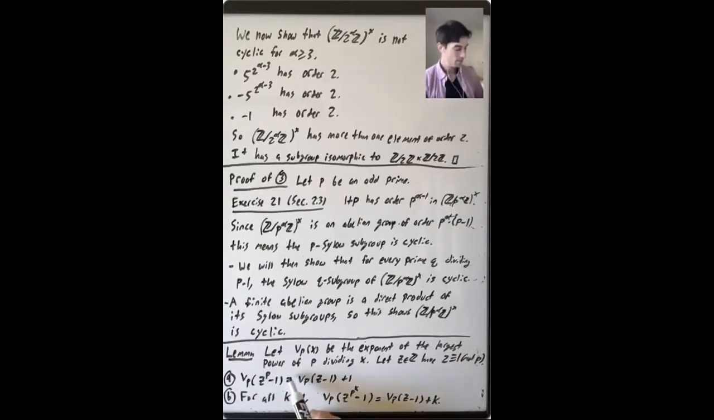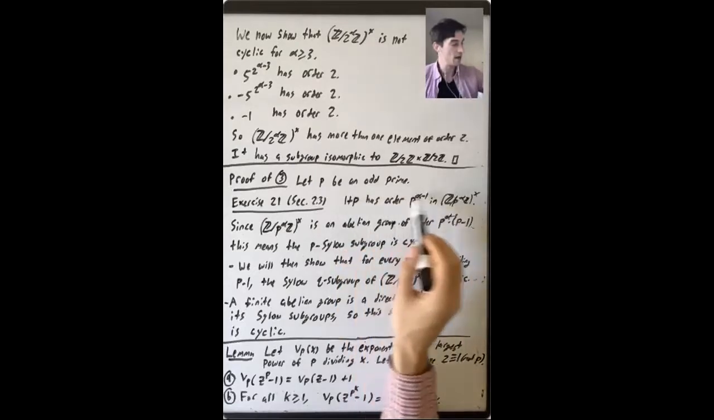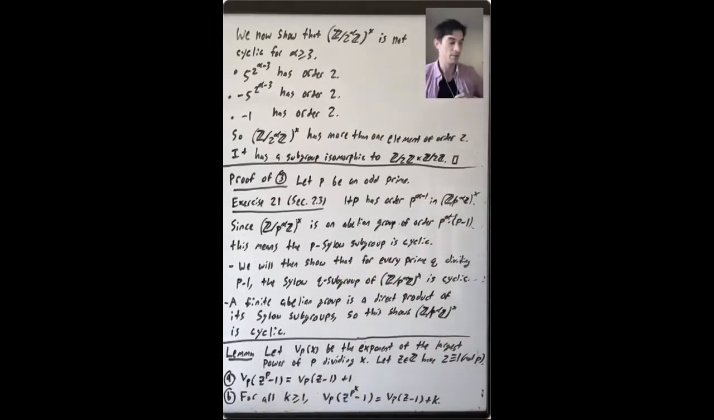And then, by induction, using this first statement, we'll see that for all k at least 1, vp of z to the p to the k power minus 1 is equal to vp of z minus 1 plus k. So if you put in k equals 1, you exactly are getting part A. OK, so I'll pause and erase. We'll prove this lemma, and then we'll see how that gives us the order of p plus 1 in z mod p to the alpha z star.